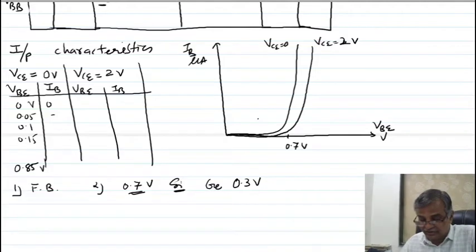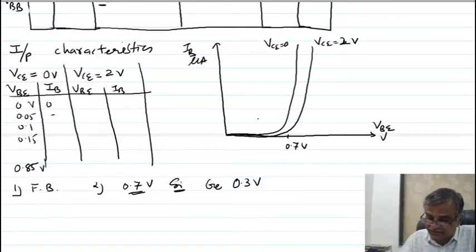Now, let us talk about the effect of collector voltage on the input characteristics. This is your input characteristic. Yes, you can see. As collector emitter voltage increases from 0 to 2, your base current decreases. You can see here.